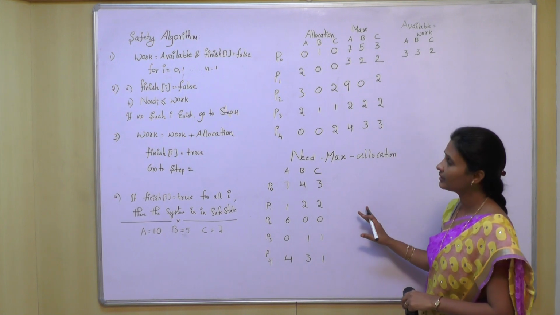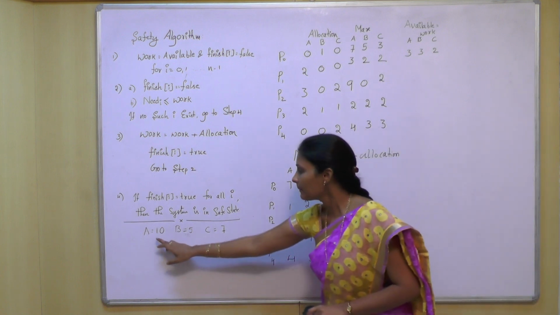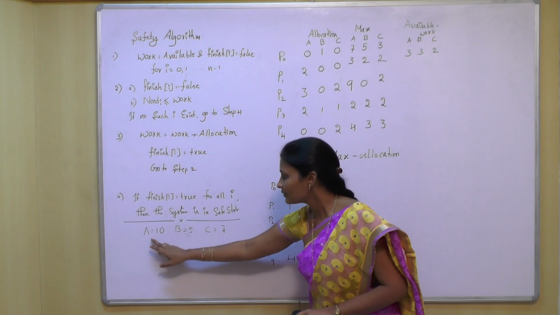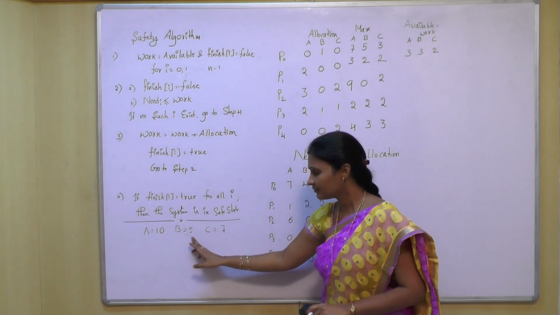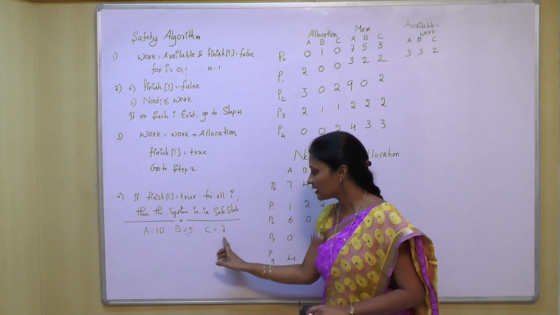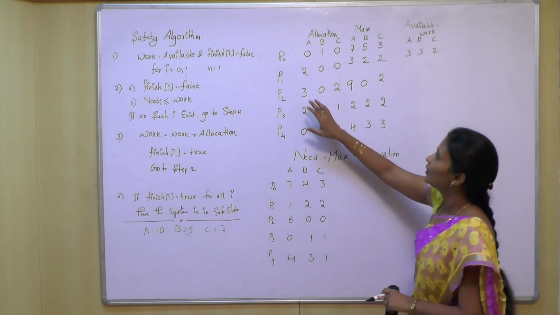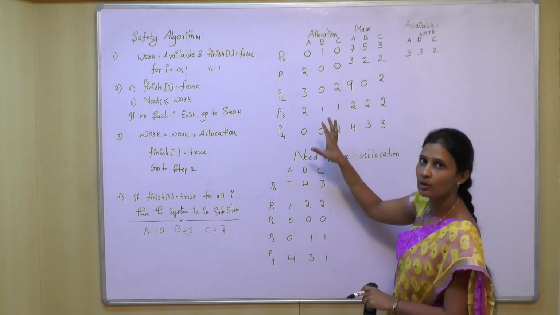In the safety algorithm, let us consider three resource types: A, B, and C. Resource A has 10 instances, resource B has 5 instances, and resource C has 7 instances. In these instances, the resources are allocated to the processes P0 through P4.